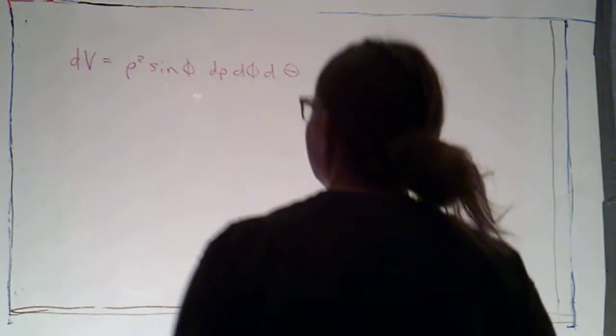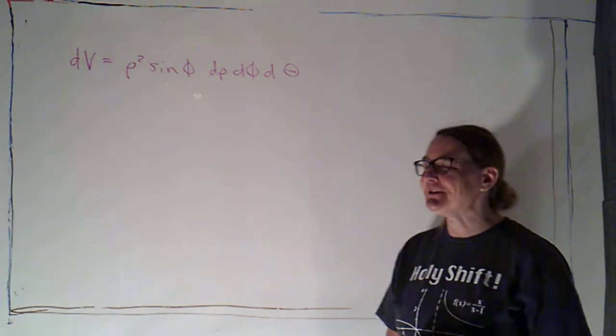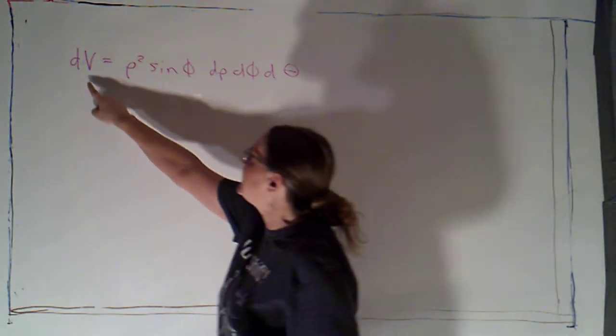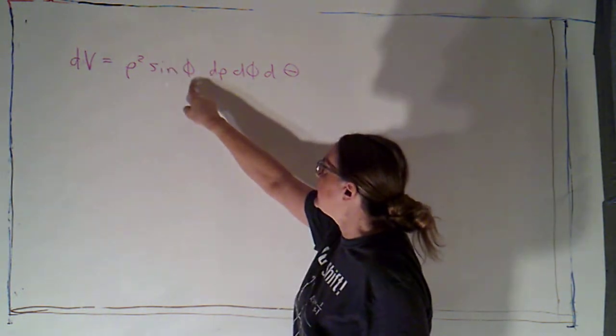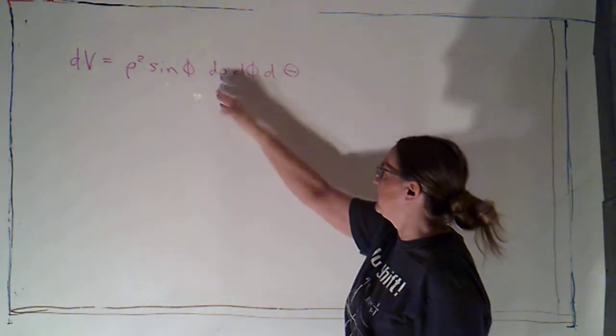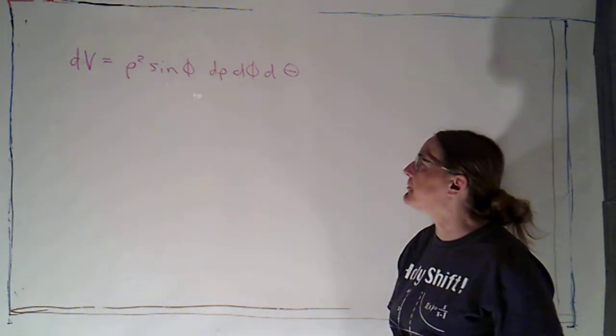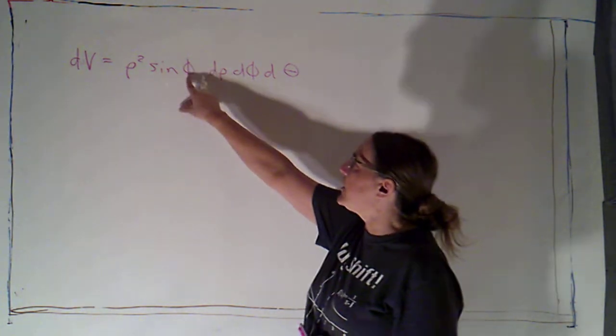Okay, in this video we're going to do our first actual integral in spherical coordinates. Before we do that, I do just want to clarify. dV is rho squared sine phi d rho d phi d theta, in whatever order you want, but that's the order I suggest.